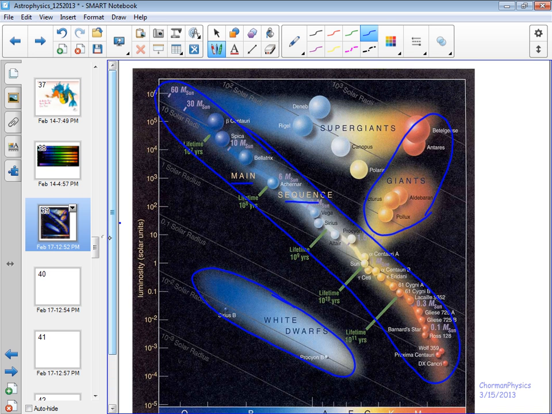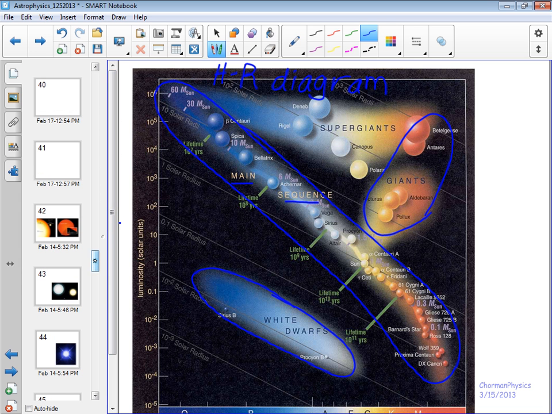Those are the three main regions that you need to know for the Hertzsprung-Russell diagram. Hopefully you listened and were able to write down what I said. If not, pause me, rewind me, and write it down again. I will be testing you on these three regions here. So let's quickly talk about the three major types of stars.